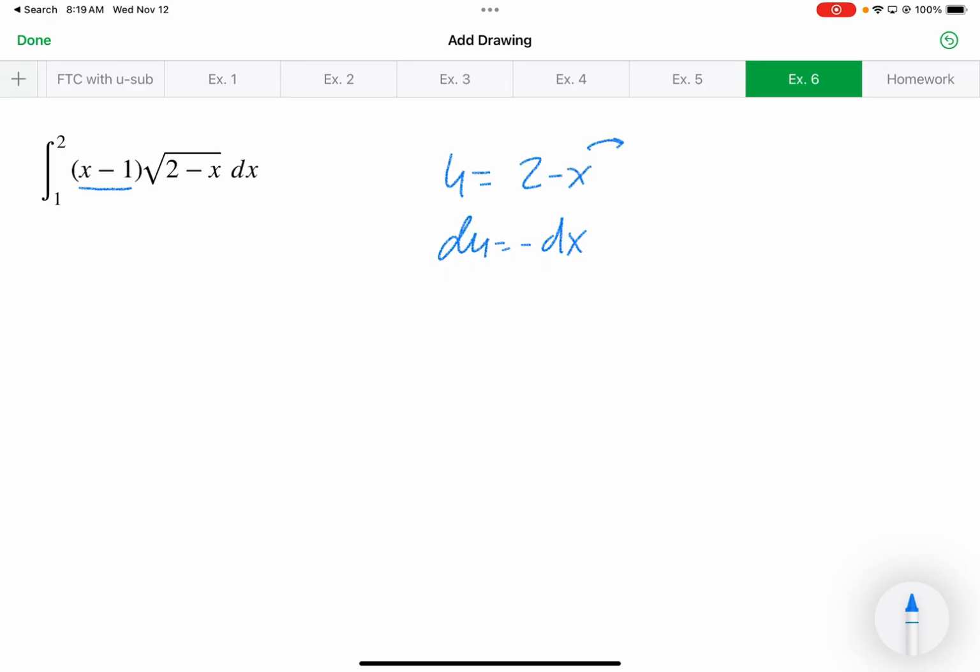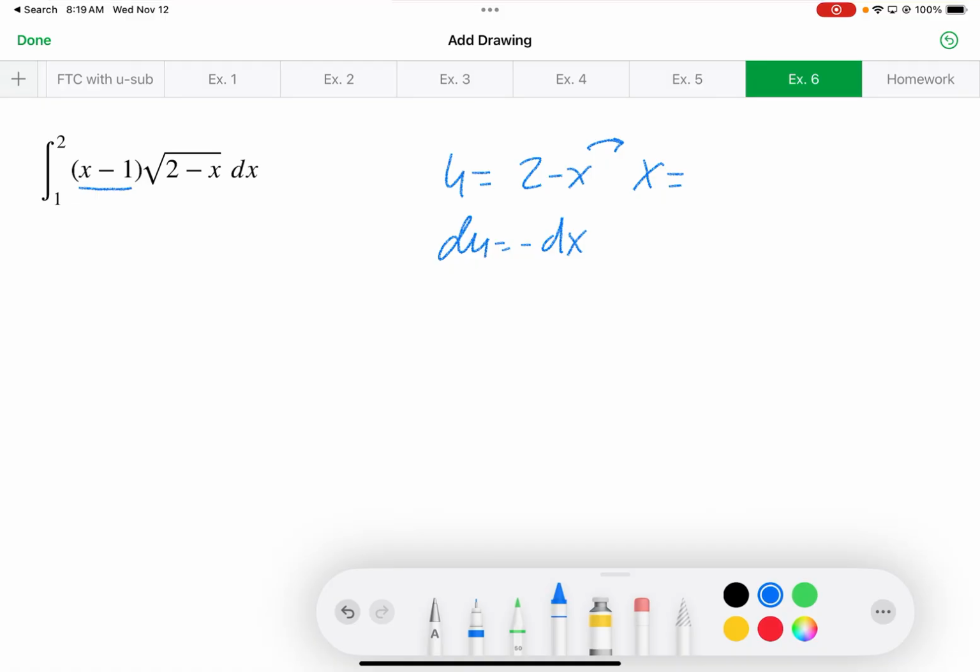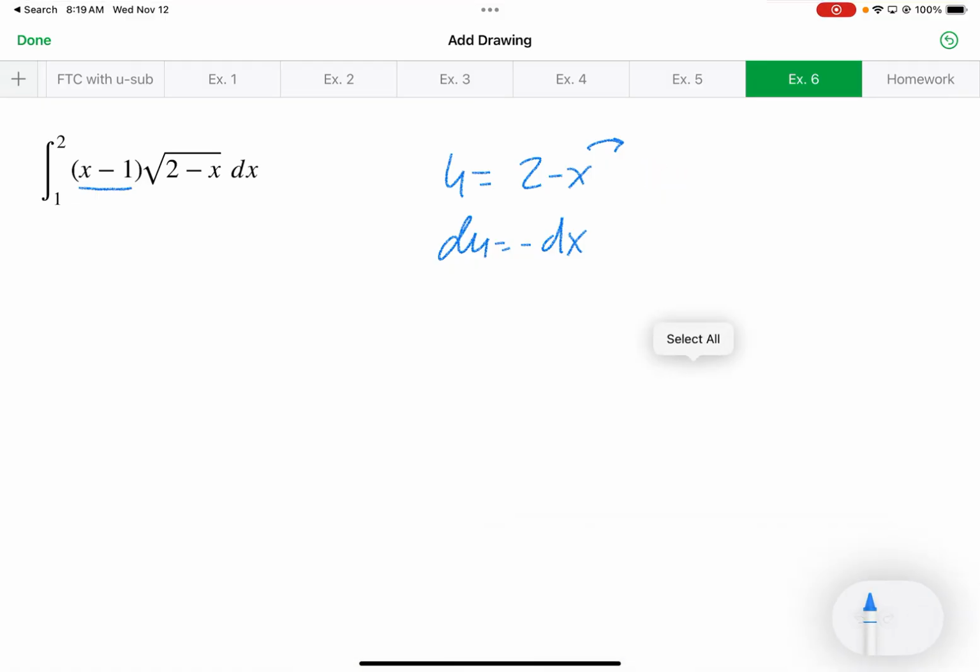So if I do that, I would get that x equals, I'm actually gonna write this down below. But if I do that, I get that x is going to equal 2 minus u. So I'm going to have to plug that in.